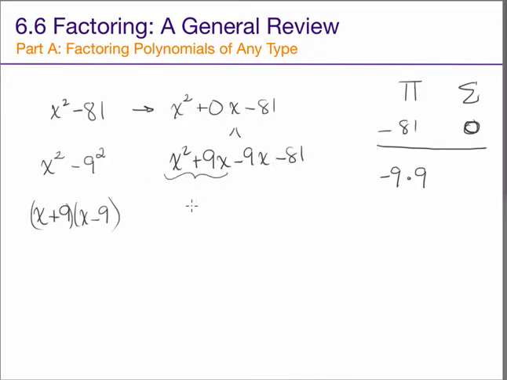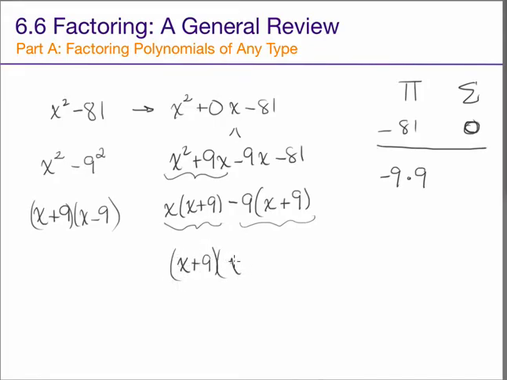Now I'll find the GCF of these two terms, which is x, and what's left over is x plus 9. Bring this sign down and find the GCF of these two terms, which is negative 9. What's left over is what I need to multiply by negative 9 to get negative 9x, and what I need to multiply by negative 9 to get negative 81. The greatest common factor of these two terms is x plus 9, and what's left over is x minus 9.